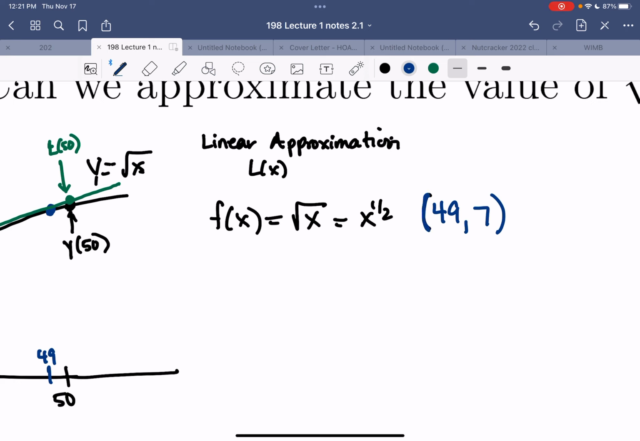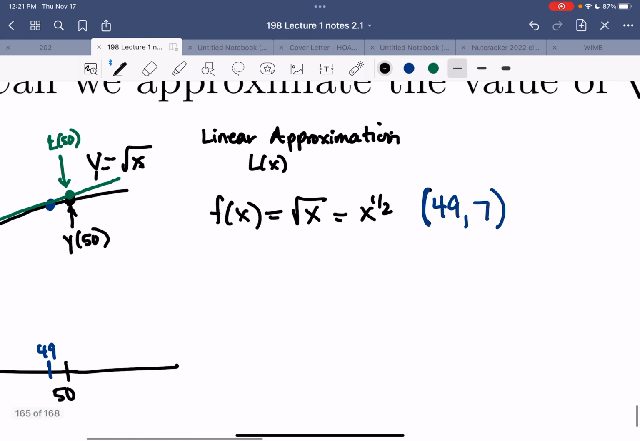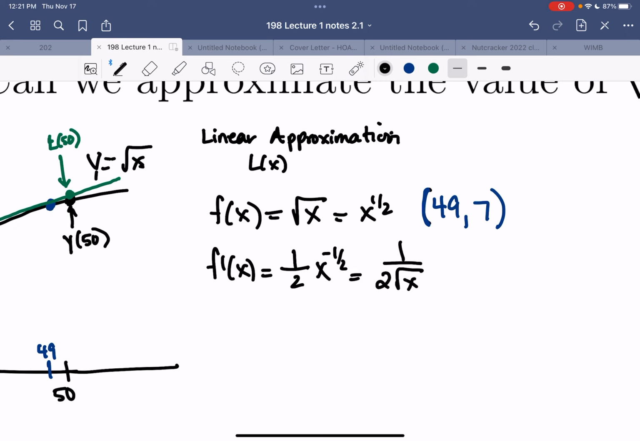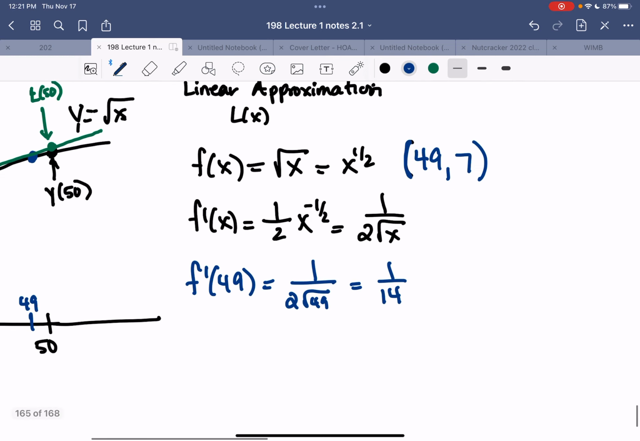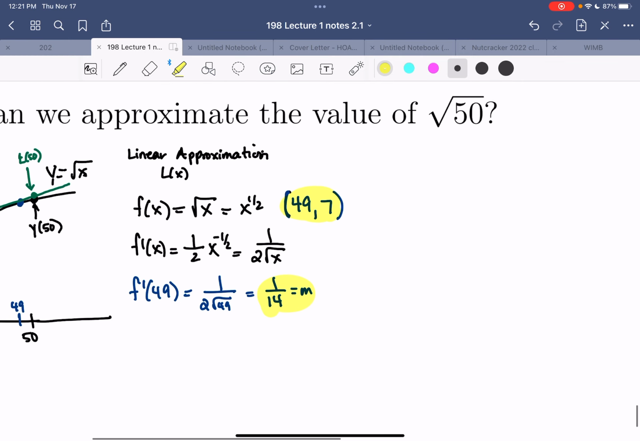So in order to write the equation of the tangent line, I need the derivative of that function at that point. So our derivative, f prime of x, is 1/2 x to the minus 1/2, or 1 over 2 square root of x. And when we plug in our 49 there, f prime at 49 is 1 over 2 square root of 49, which is 1 over 14. And so now I have my slope and I have my point. And now we can write the equation of the tangent line.